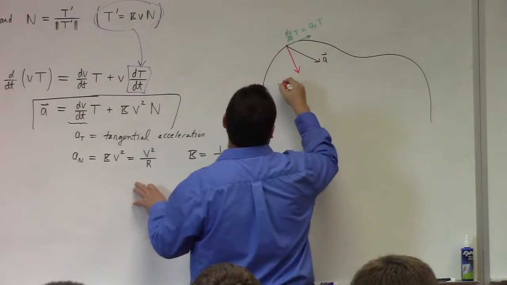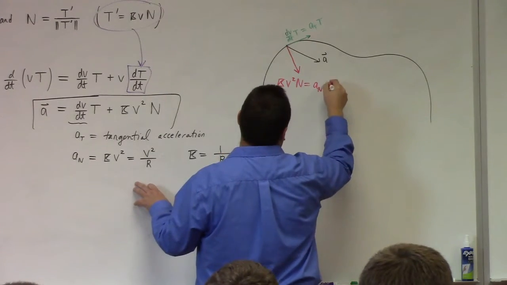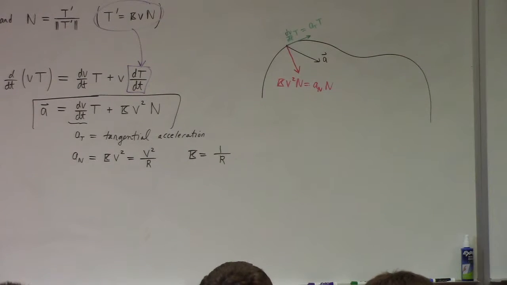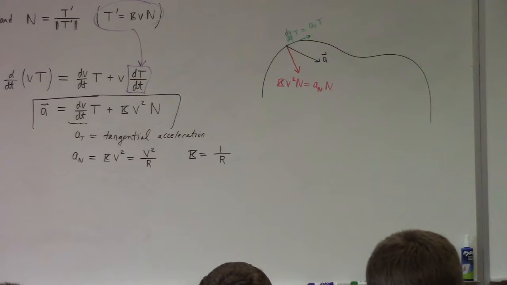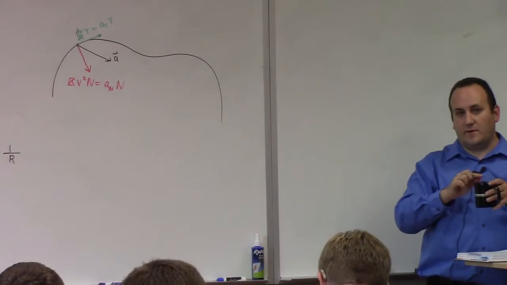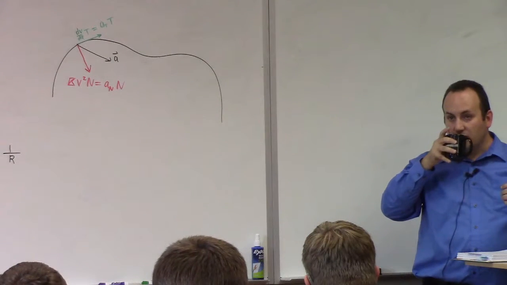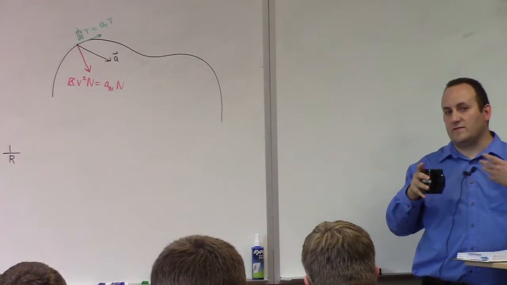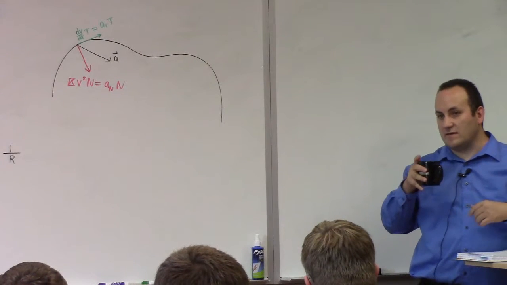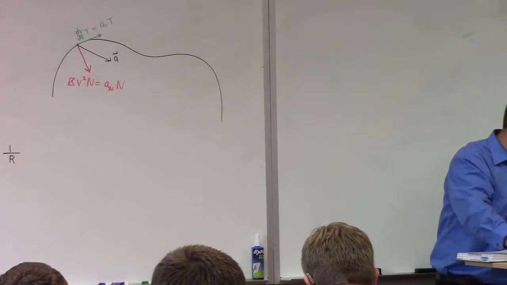So this, of course, is kappa v squared n, which we also know as a sub n n. That's the normal component to the acceleration. The acceleration can always be broken into these two pieces, the part which is attributed to the change in the speed and the part which is attributed to the rate of the changing of the direction of the velocity vector. Because the curvature, again, non-zero curvature says that the direction of the unit tangent is changing as you go along the curve. Any questions?